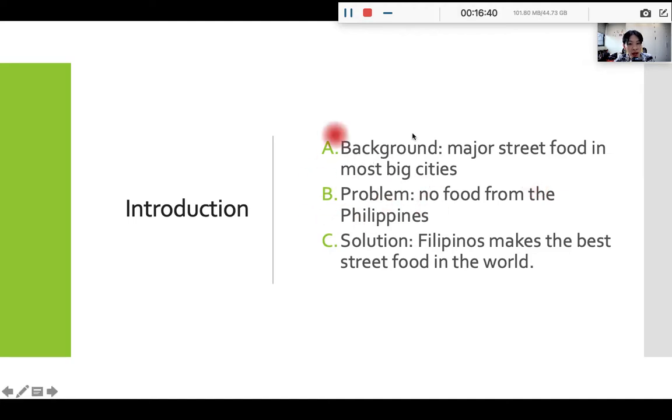And whenever we want to identify the problem in the introduction, you need to identify where the transition is, right? So you do see in line 7, but. After but, you see no food from the Philippines. So it's strange that people don't talk about street food from the Philippines. And what does the author want to say in this article? He wants to prove that Filipinos make the best street food in the world. Okay, so this is the point. So let's read on.